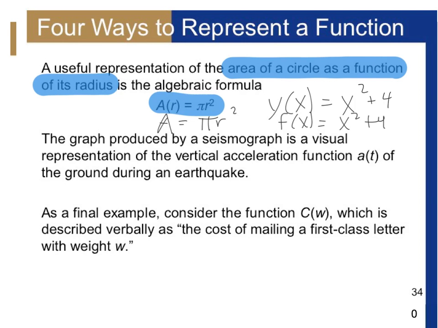Okay. So we could say the graph produced by a seismograph is a visual representation of the vertical acceleration function of the ground during an earthquake. So that might be a visual representation of a function. Consider the function C of W, which is described verbally as the cost of mailing a first-class letter with weight W. So here weight would be our input and cost would be our output.